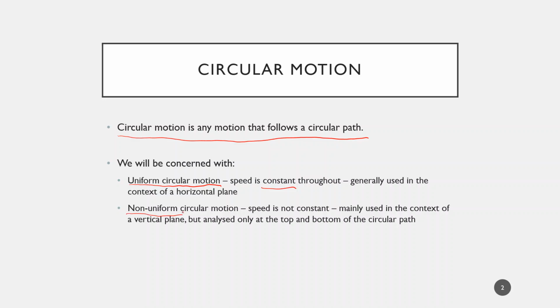That means your speed is allowed to vary, and pretty much all of the time that we look at non-uniform motion, it's going to be in the context of a vertical plane. The circle is a vertical circle, so think of a roller coaster doing a loop-the-loop. It follows a roughly circular path when it does that, and you should be able to imagine the speed varying throughout that motion. In Year 12, we're only going to be looking at the top and bottom of vertical circular paths, in terms of the forces that are acting at those points.